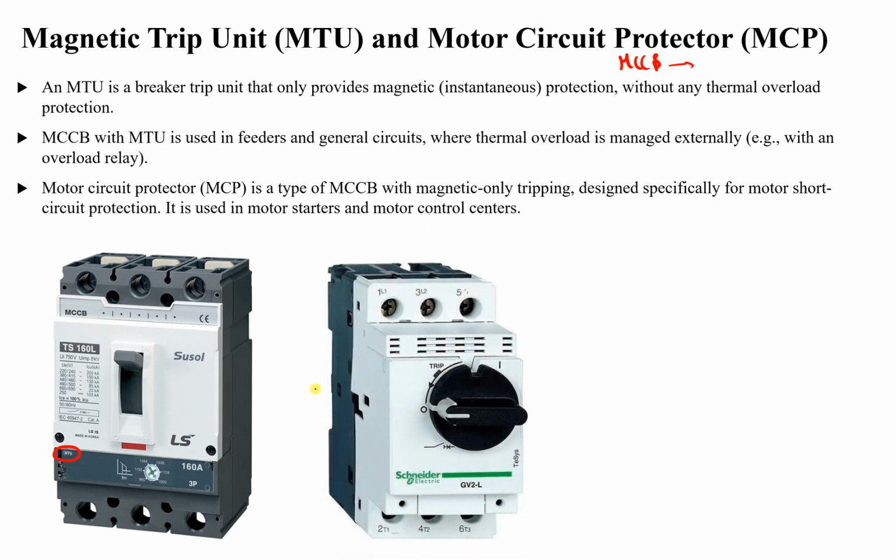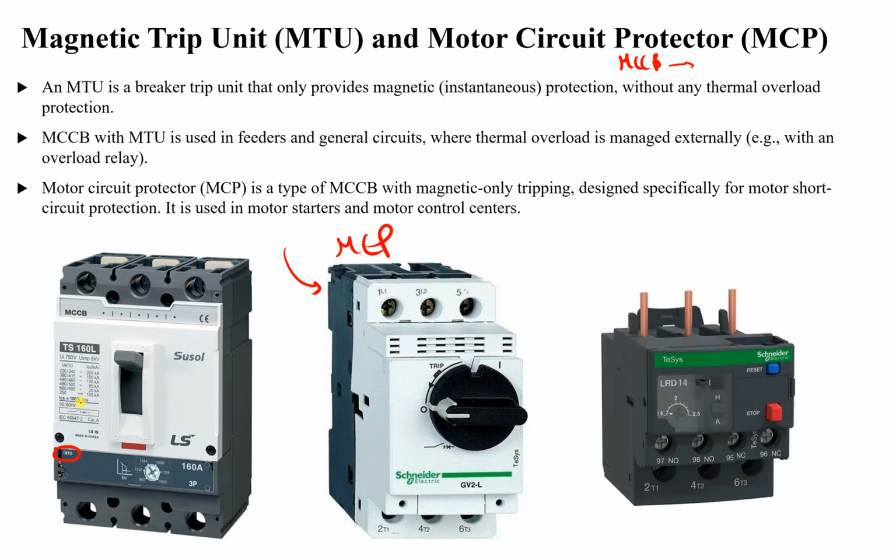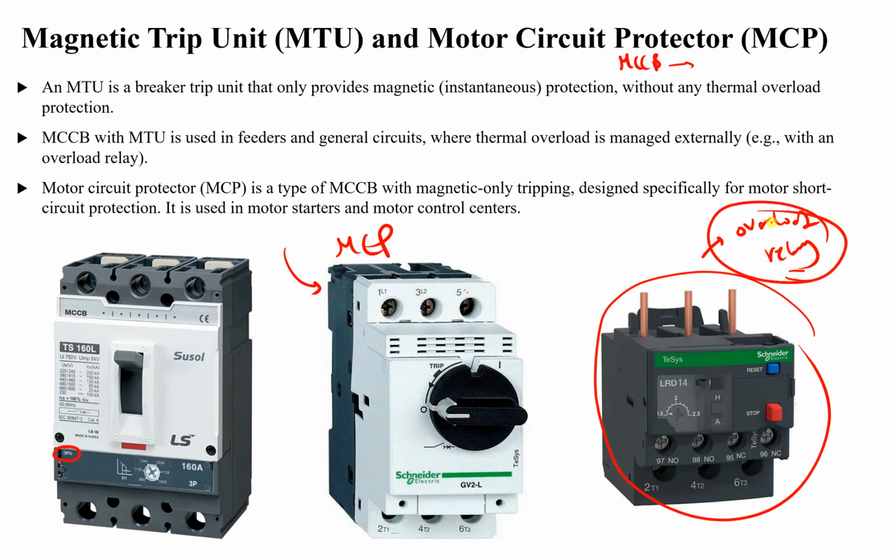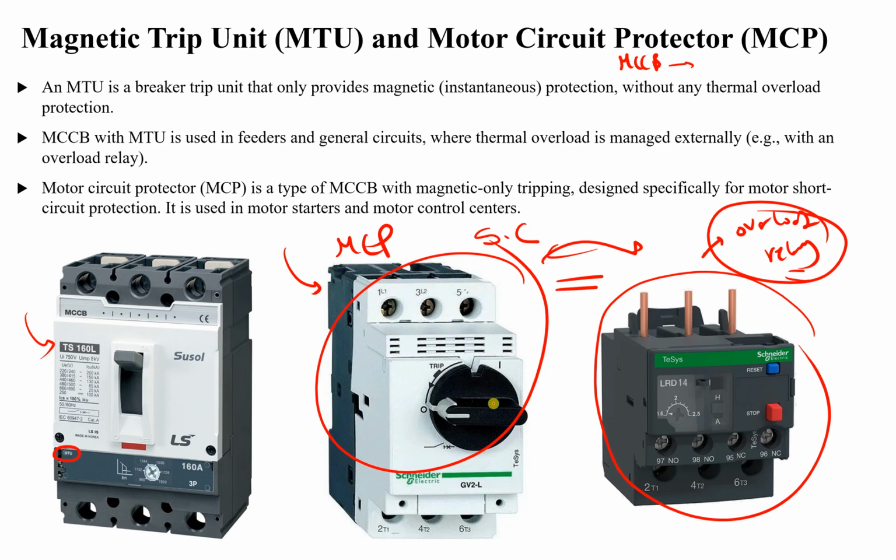Now let's look at this. So this is what we have as an MCP or motor circuit protector, and this is the overload relay. This one is used for overload protection, with an overload relay. This thermal overload relay is used for motor protection against overload, and this one is used as a protection for short circuit. Combined together, they provide the full protection against overload and short circuit for motors. So these are designed specifically for motors. These are for general application. These two, or this one specifically, follows the standards for motor protection.